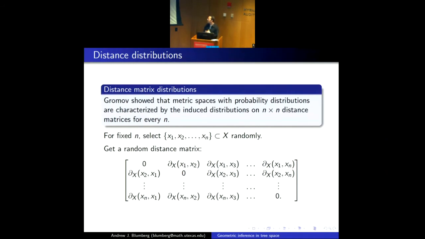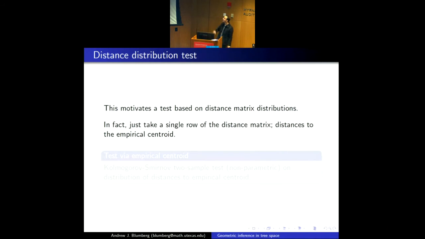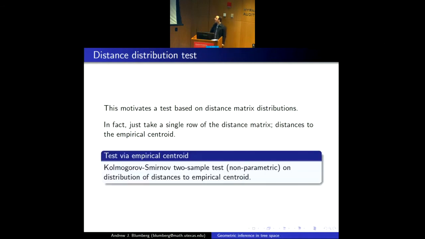And so our idea is that you use this to produce a test. And so the test is that you essentially take the empirical centroid of your points, but you take a single row of the distance matrix, and you just look at that as a Euclidean vector. And now you use your favorite non-parametric distribution test to do a 2-sample test to compare the two samples.